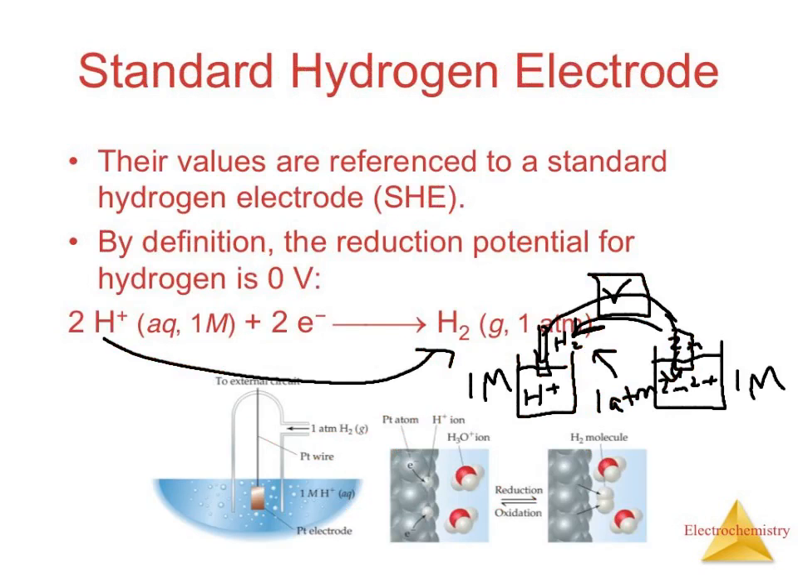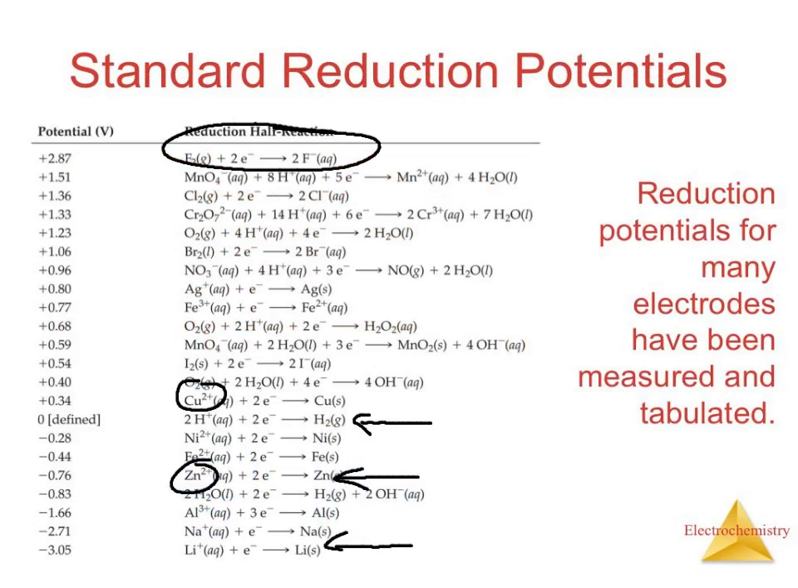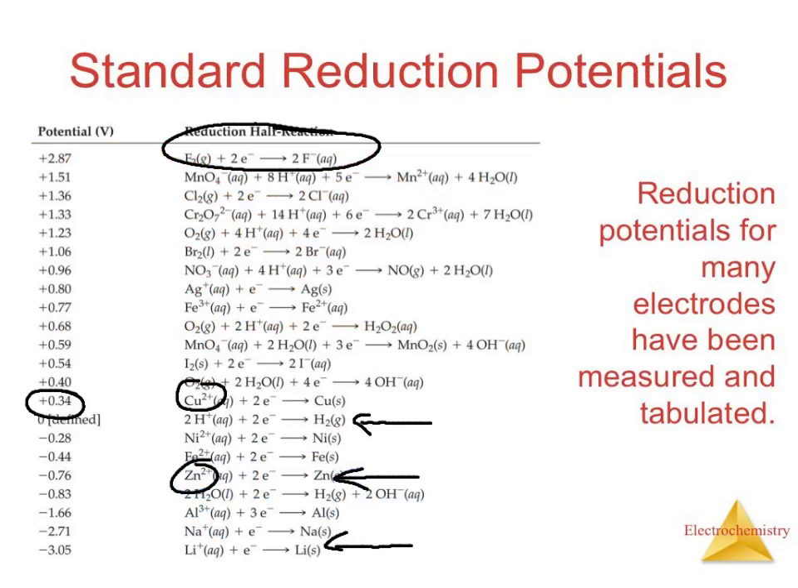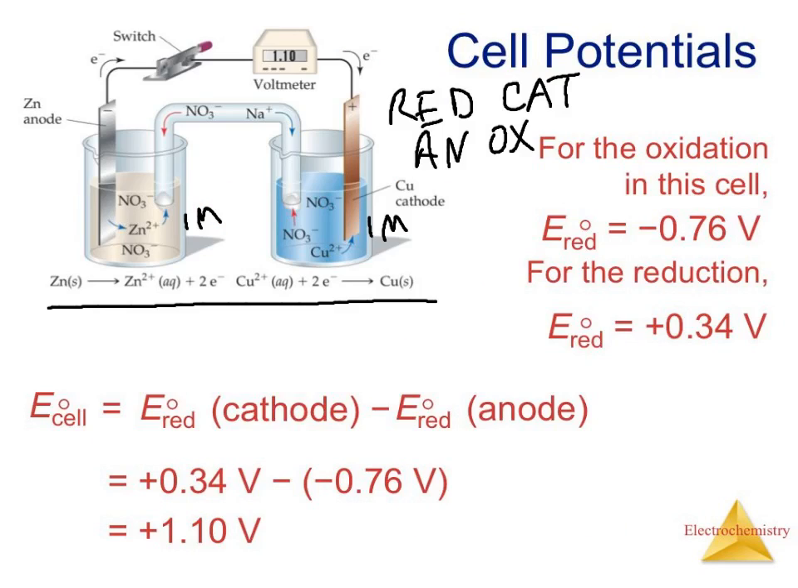So if we look at the reduction potential on the chart, it's plus 0.34. Okay, so you plug that in, minus the reduction potential for the anode. Well, if you look at zinc, which is the anode, it's a negative 0.76. Okay, so you plug that into the equation. Minus a negative is going to end up being positive here. Okay, so you end up adding those two together and you get a positive 1.10 volts.